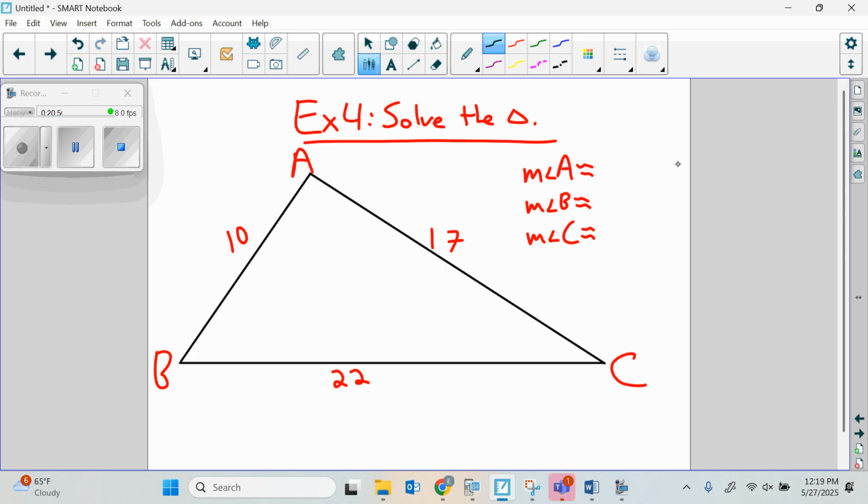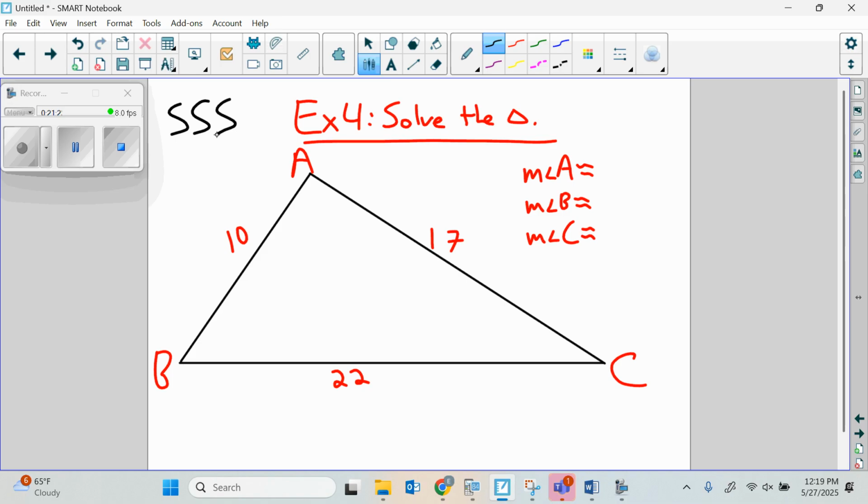All right, to solve this problem, what we have to see is this problem is set up SSS. I know the 3 sides. I know 10, 17, and 22 are the 3 sides of the triangle. So this thing is SSS. So I'm going to be using my law of cosines, solve for an angle, which is going to say cosine A equals whatever, or cosine B equals whatever, cosine C equals whatever. I'm going to actually do this twice, and then the third time, I'm just going to use subtraction.